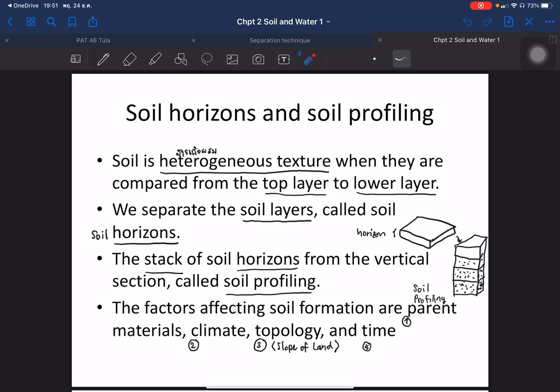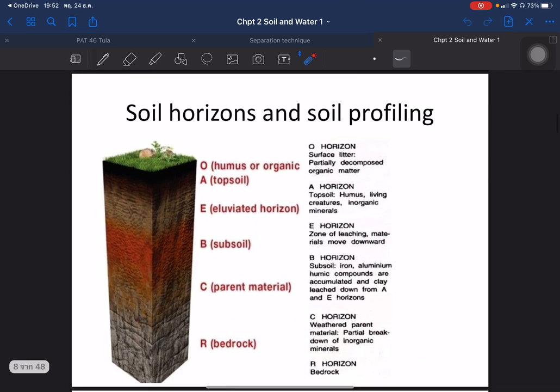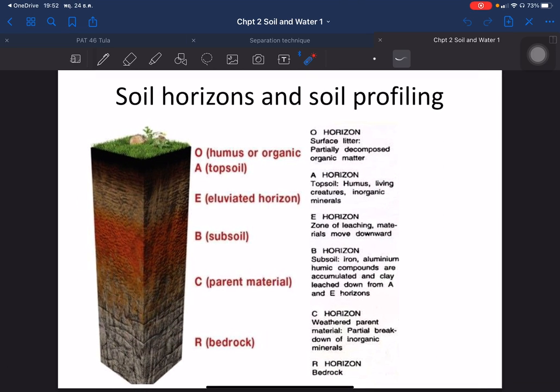And the different soil structures and soil profiles here depend on many factors, such as the parent materials, the climate, the topography or slope of the land, and the time of soil formation. Okay. And the basic structure of the soil horizon and soil profile starts from the O layer as the layer of humus and organic matter, and the A layer here represents the topsoil. E as an eluviated horizon. The word eluviation means leaching. Okay. And the subsoil as the B layer. The C is the parent material, and the R is the bedrock.